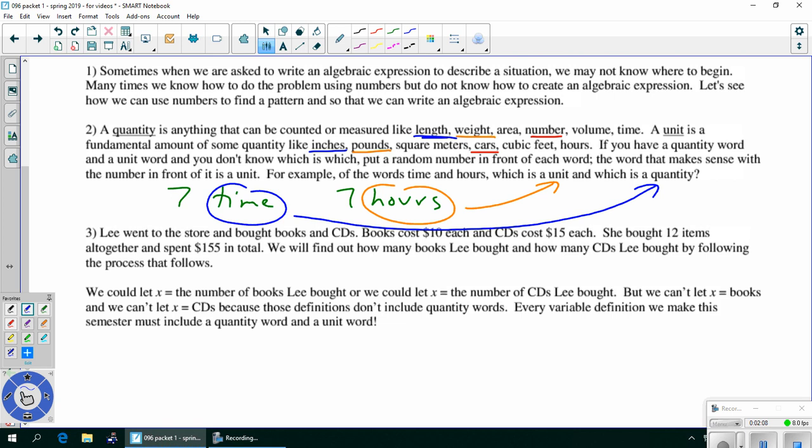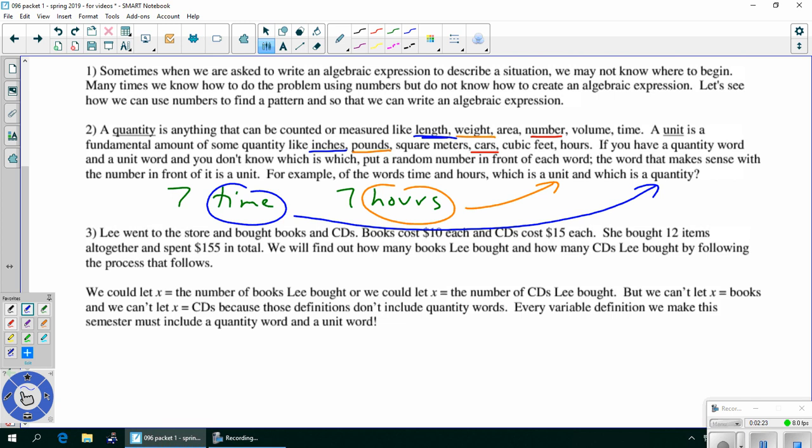Number 3, Lee went to the store and bought books and CDs. Books cost $10 each and CDs cost $15 each. She bought 12 items altogether and spent $155 in total. We will find out how many books Lee bought and how many CDs Lee bought by following the process that follows.